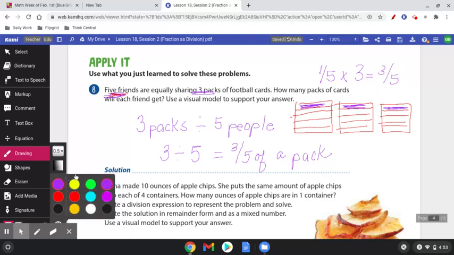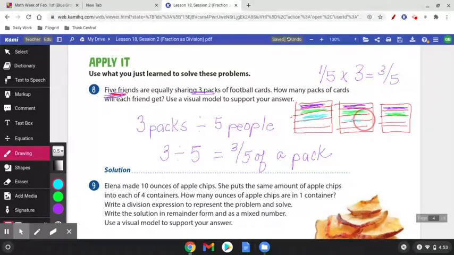So I'm going to just shade in different colors. So there's one person. Here's the next person. Here's the next one. I need 2 more colors. Let's see what we got. That may be a yellow. And I'll do black. There we go. So there's our visual model.